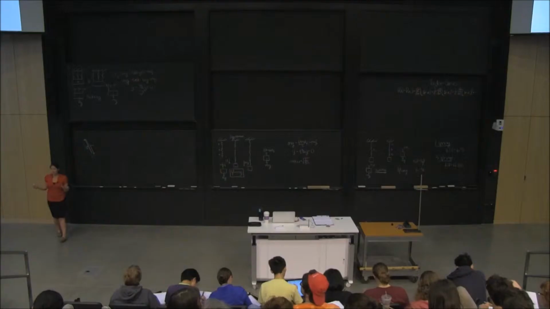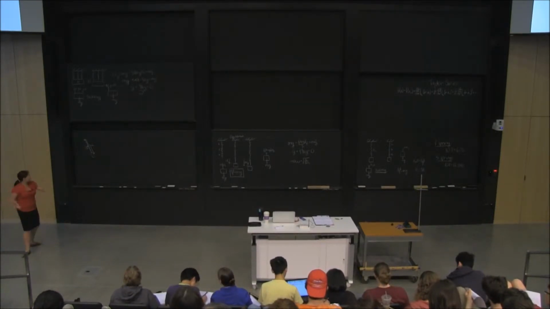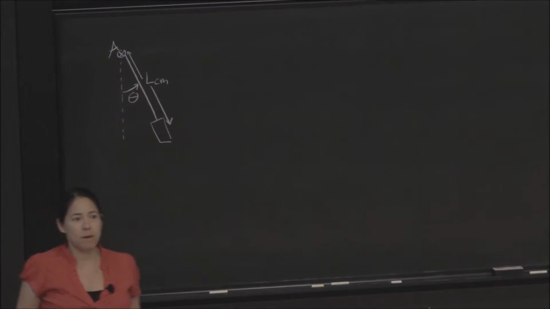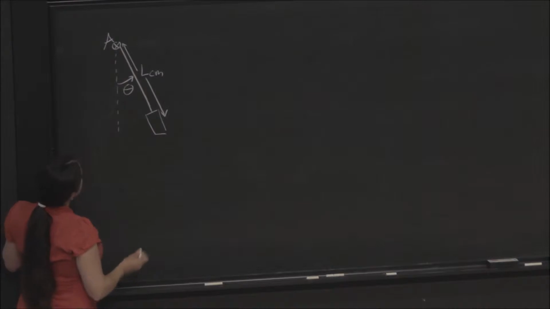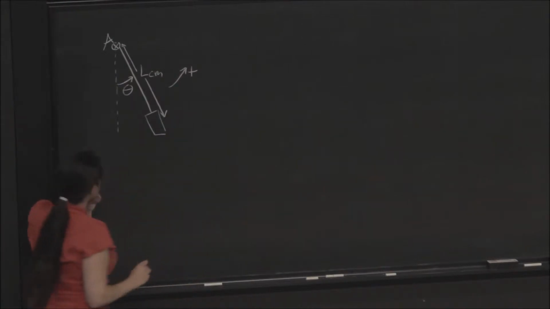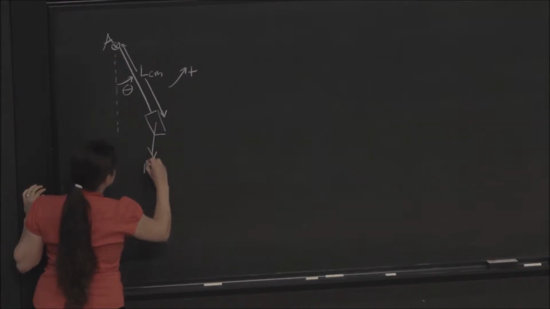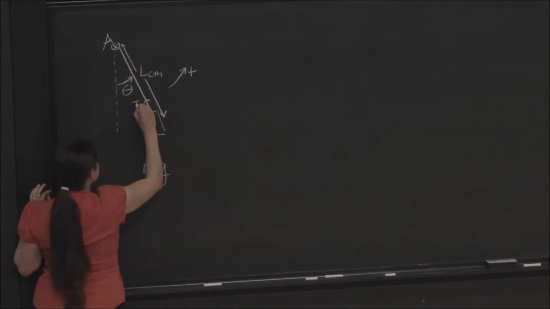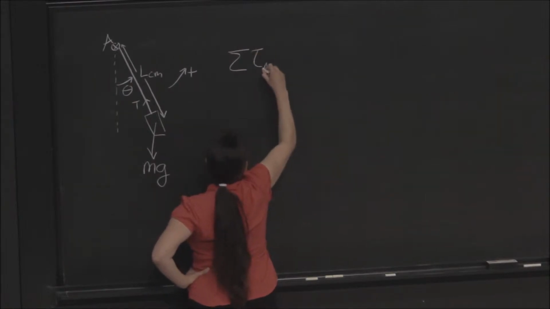Now if I'm doing torques, what do I have to define? Reference points, absolutely. So I'm going to call this point A. And I'm going to define the positive direction this way. So what forces do I have acting on this mass here? Gravity. Anything else? Tension.